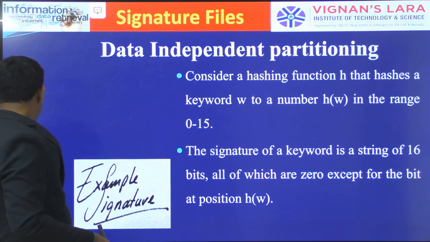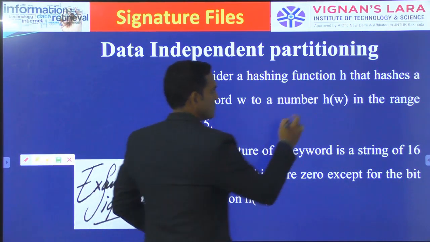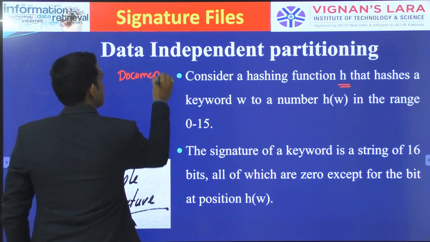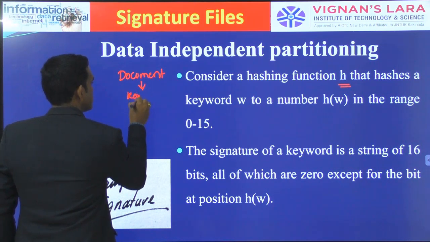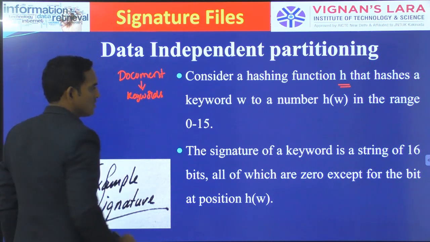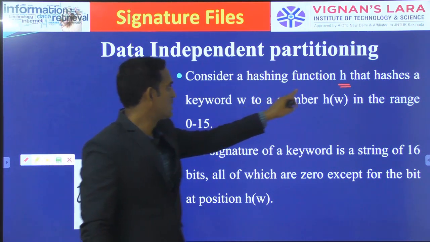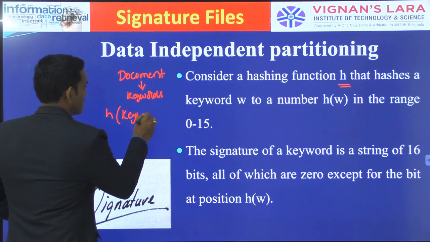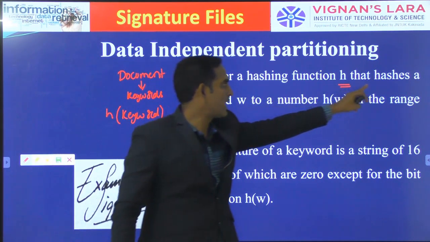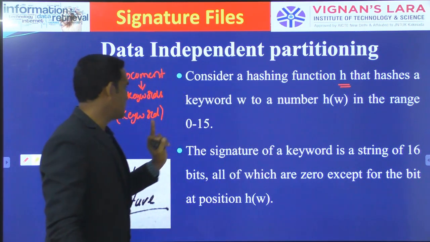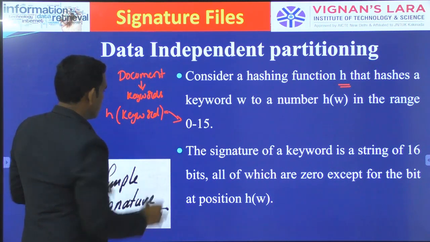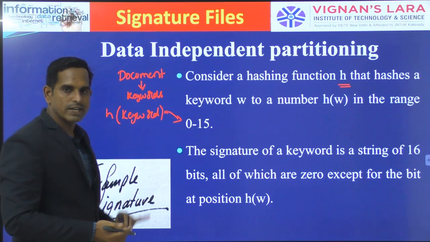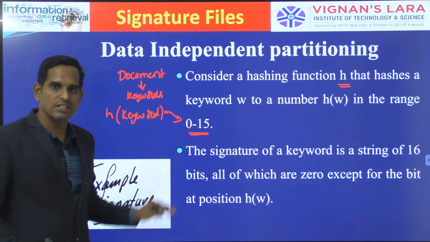So consider a hash function h. Remember, each and every document will be having keywords, and we are considering a hashing function h which takes a particular keyword as input. It hashes a keyword to a number in the range 0 to 15. When I give a particular word as input to the hashing function, we are going to get an output from 0 to 15. One of the numbers it will return.